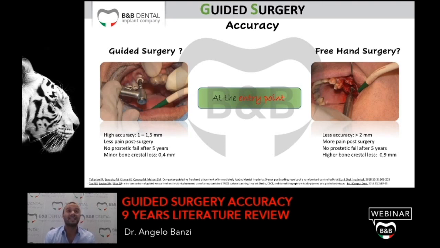Instead, with the guided surgery technique, we can work flapless, so there is less crestal bone loss and less postoperative pain. But what about the prosthetic results? The prosthetic results are the same. It works well, both with freehand surgery and the guided surgery technique.